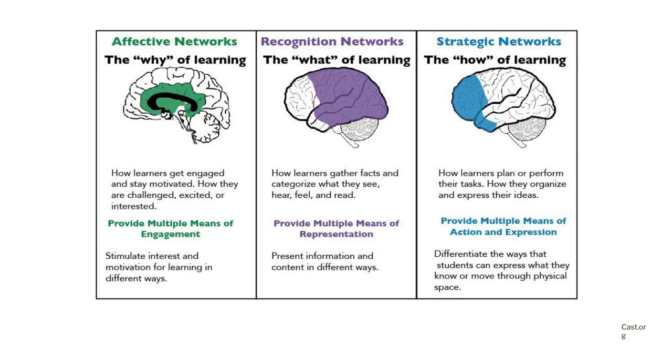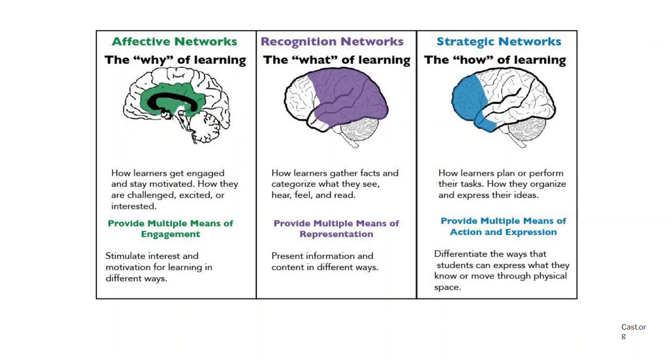UDL talks about 3 different networks, and they actually map these to brain areas. I haven't read all the research on this. It's a very popular idea that is supported by a lot of people. So I'm not sure about the brain networks, but I do know there is some research there. So the areas are the affective networks, which is the why, recognition, which is the what, and the strategic, which is the how of learning. And we want to address each of these.